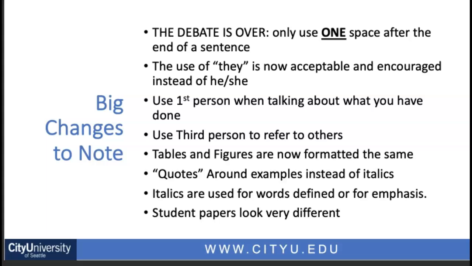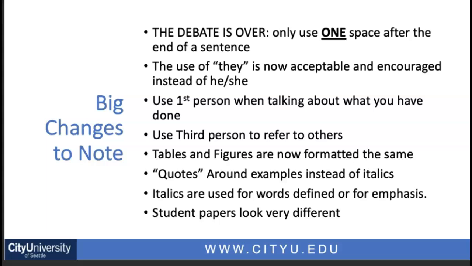The use of first person when talking about what you've done is encouraged. If you're talking about your methodology or something you've done as part of your research, you should use first person. Do not try to use third person. But if you're referring to others, like if you are on a team and other people in the team were working on the project, you want to refer to them in third person.